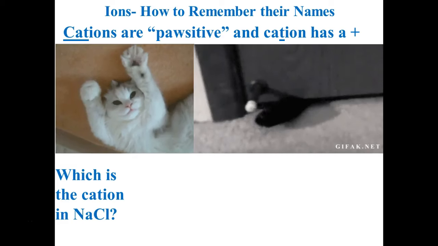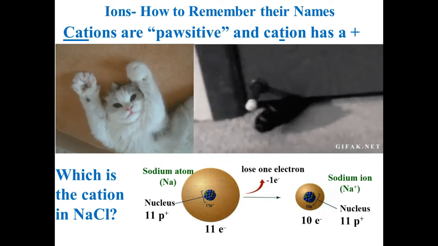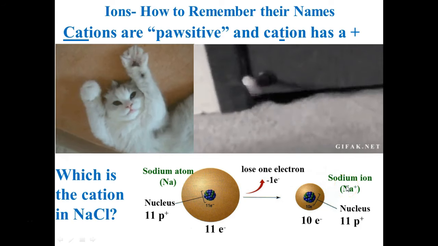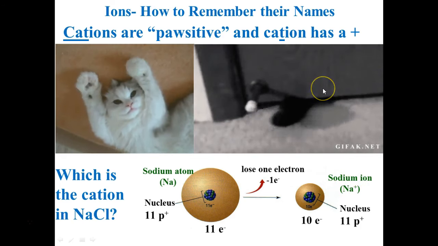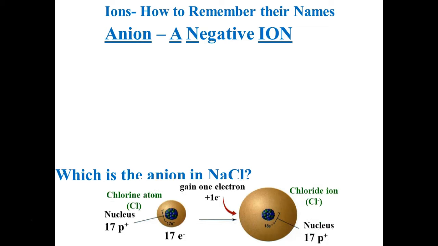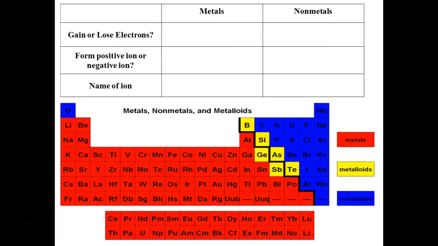So then, which is the cation for NaCl? Well, the cation for NaCl was that positively charged Na+, essentially. That sodium ion. So sodium is the cation in this case because it's positive. Now the way to remember an anion, which is a negative ion, is anion is like an acronym for a negative ion. So which is the anion in sodium chloride? Well, the anion is the chlorine, right? Because the chlorine became negative. So the positively charged guy will be the cation, the negatively charged guy will be the anion.